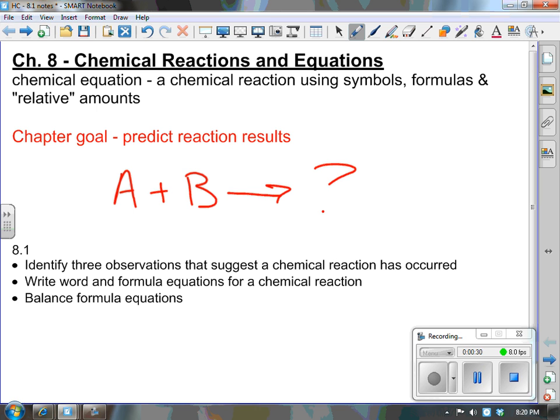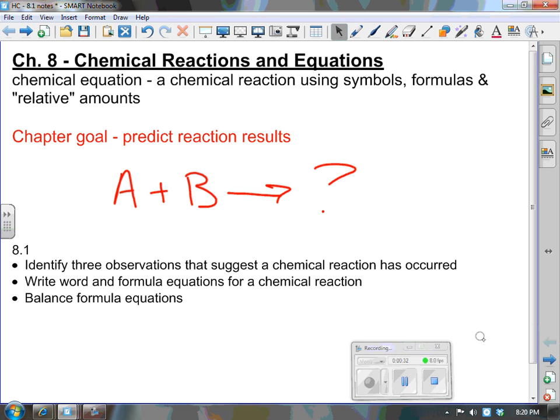In section 1, we're going to go through a couple of the pieces. We really don't get into the big stuff until section 2. So in section 1, three things we're going to look at. Number 1, how do we know whether or not a chemical reaction has really occurred? What are some signs? What are some indications of that? Number 2, continue to be familiar with writing formulas of chemicals from their names and vice versa, working back and forth. And then the last thing, be able to balance equations.